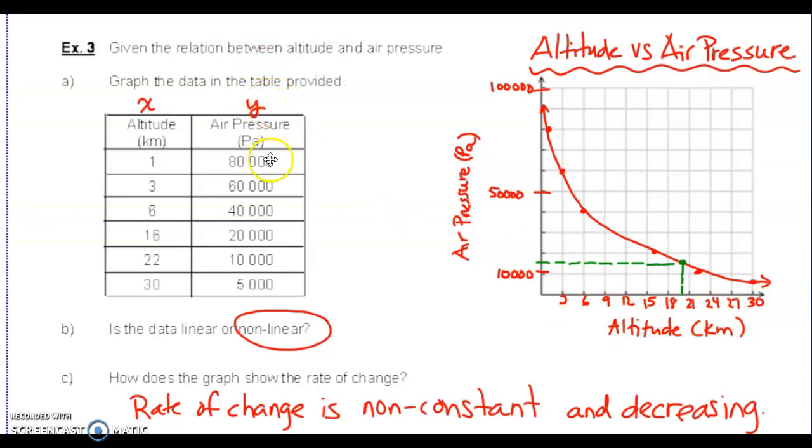My y values, I'm plotting points from 5,000 to 80,000. So I'm going to go up by 10,000s. Okay. So I've got the points from 10,000 all the way up to 100,000, which will give me enough space to plot these points. Plot my points. Notice that they don't form a straight line. This is a non-linear relation. If I asked you to confirm that, we could calculate our differences, and we would see that they would not be linear. Okay. So I plot my points. I've got this curve that I connect my points with a smooth curved line. Labeled my axes. Air pressure is my y, altitude in kilometers is my x, and I've put a title.